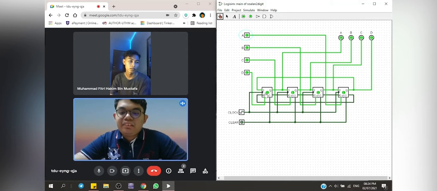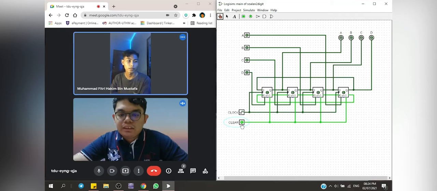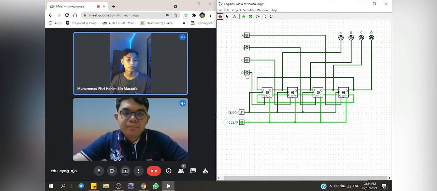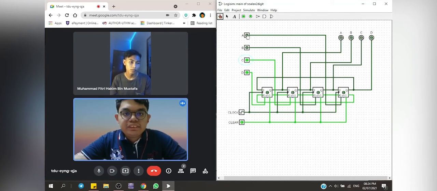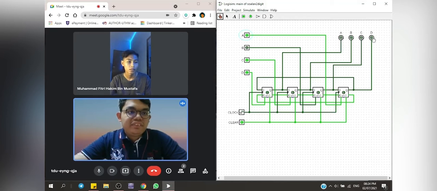For parallel load asynchronous, clear output 1, input D1, C1, B0, and A1. The output will be D0, C0, B0, and A0.